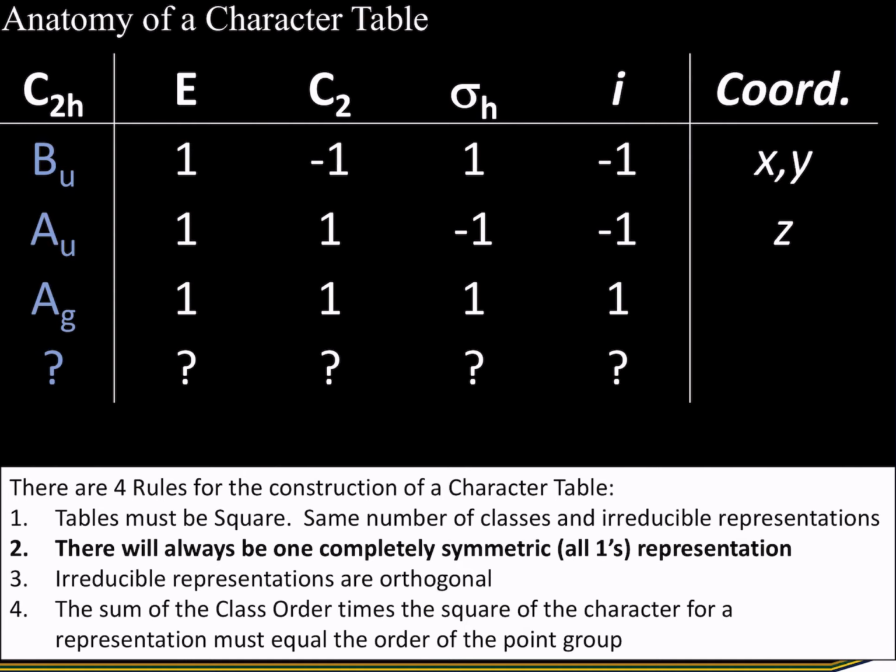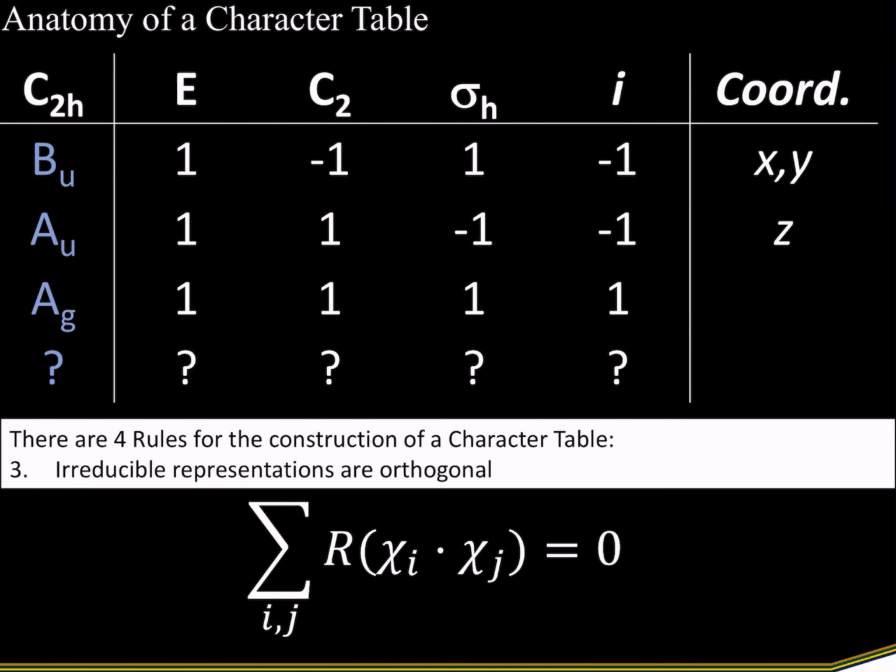So we have two more rules that our character tables must follow. This is rule number 3 and number 4. The first of these is that irreducible representations must be orthogonal. So what does that mean? This is a mathematical term. When we think orthogonal, we might think 90 degrees, where axes intersect, like when we were discussing axes and determining point groups. So what does orthogonal mean for a character table?